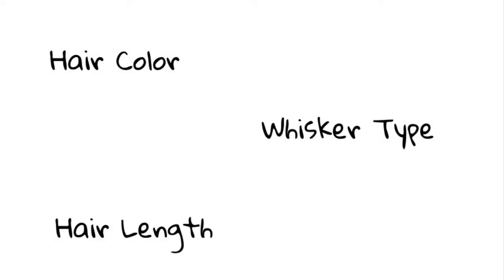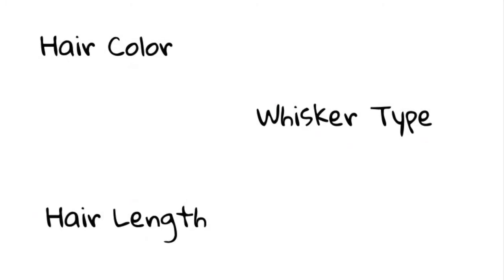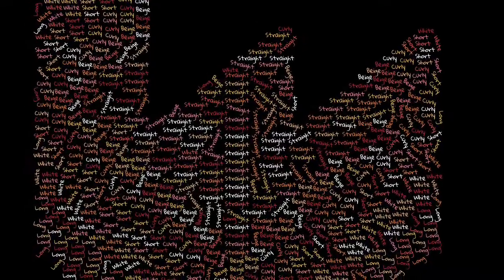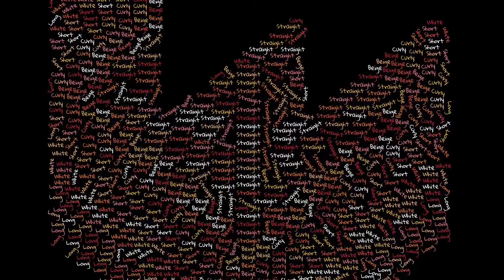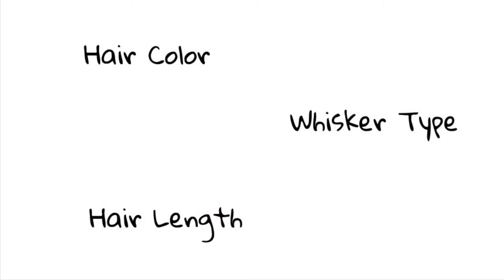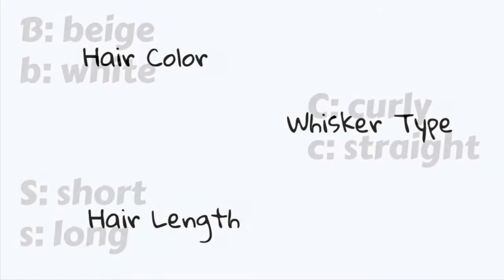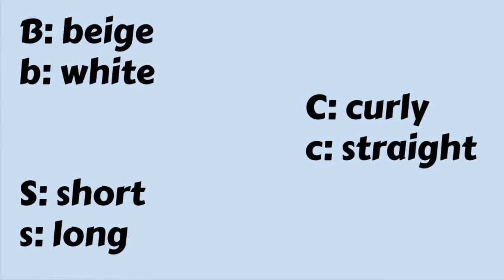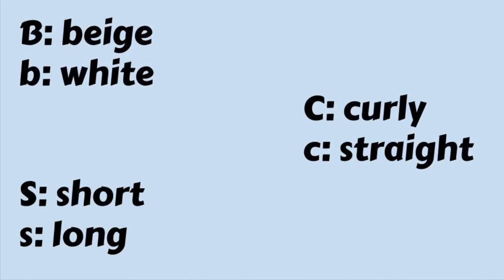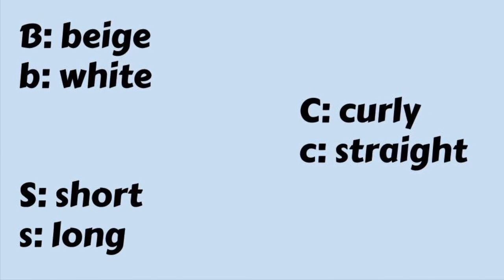If an organism has 3 traits, the varieties of those traits could recombine to produce gametes that could result in progeny with all different combinations of outward appearances. This can be achieved through genetic recombination. These traits, hair color, hair length, and whisker type, are 3 linked loci on a chromosome, each with 2 alleles. Big B for beige hair, little b for white, big S for short hair, little s for long, big C for curly whiskers, little c for straight.